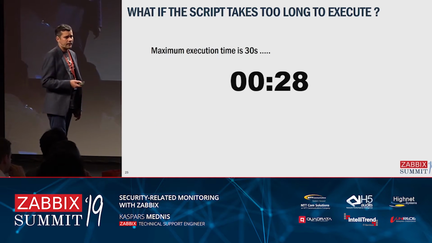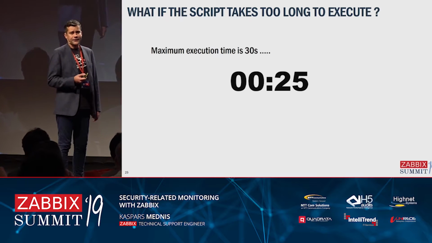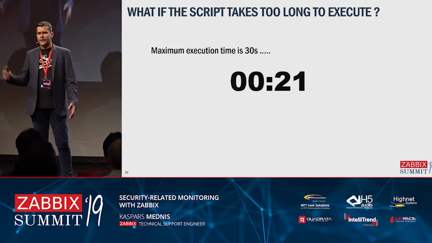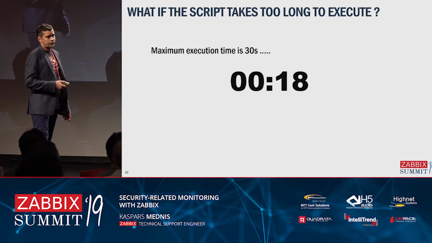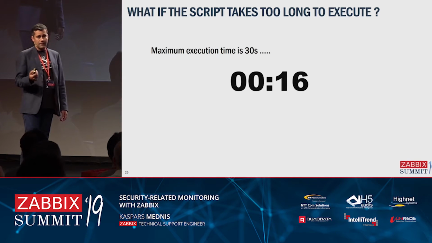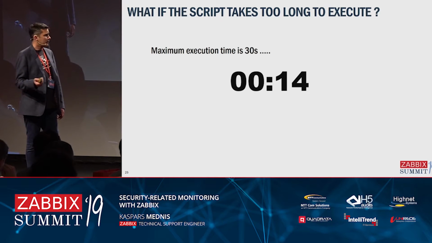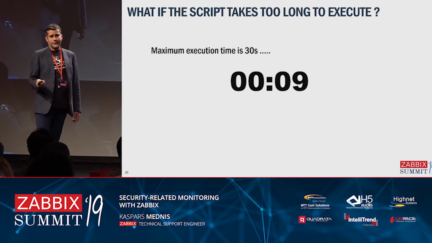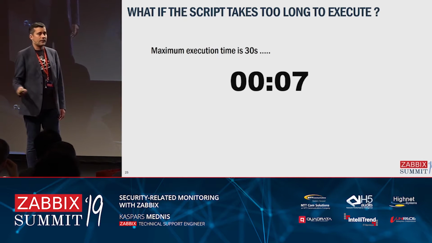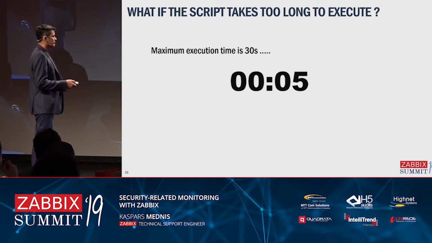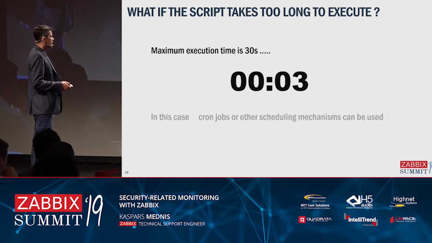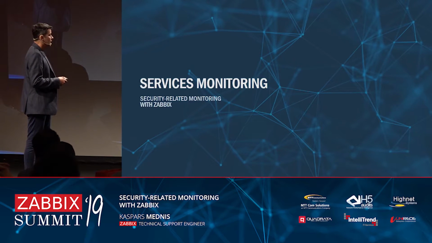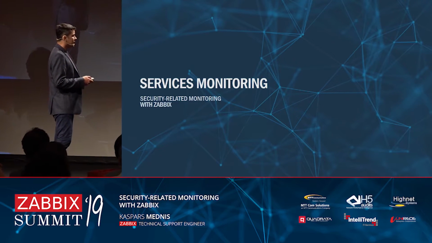There is one problem. Sometimes those security scans can take a while, like 5 minutes to scan, check your certificates against something. So what to do? The execution time limit in Zabbix is 30 seconds. But in that case, you can just launch it as a cron job, or use other techniques, or even call it from another Zabbix item, like a newly spawned check. And yes, you will get back your data. Next, services monitoring.